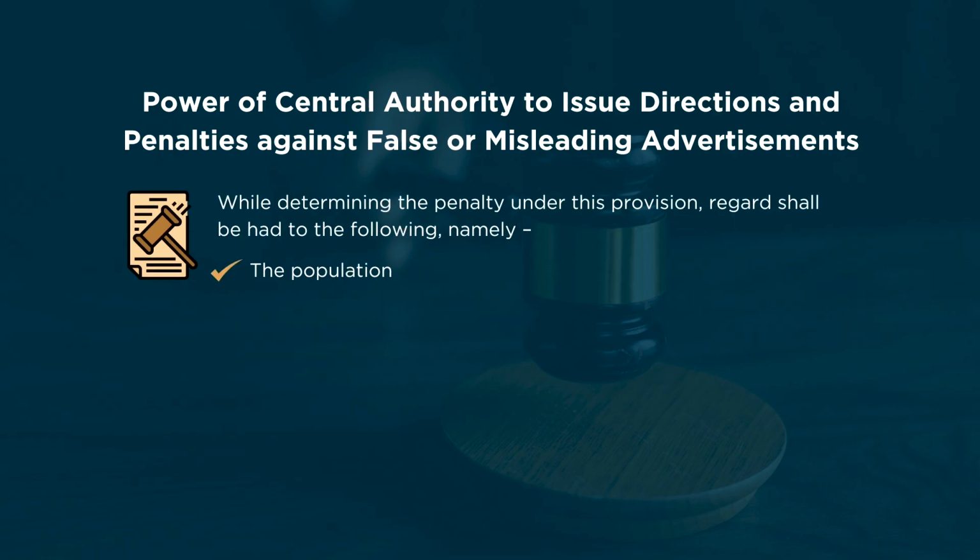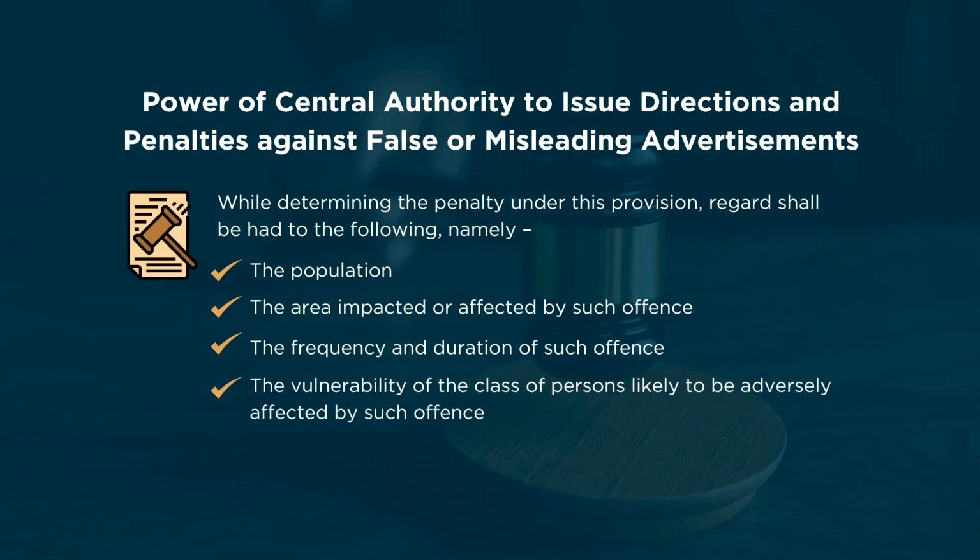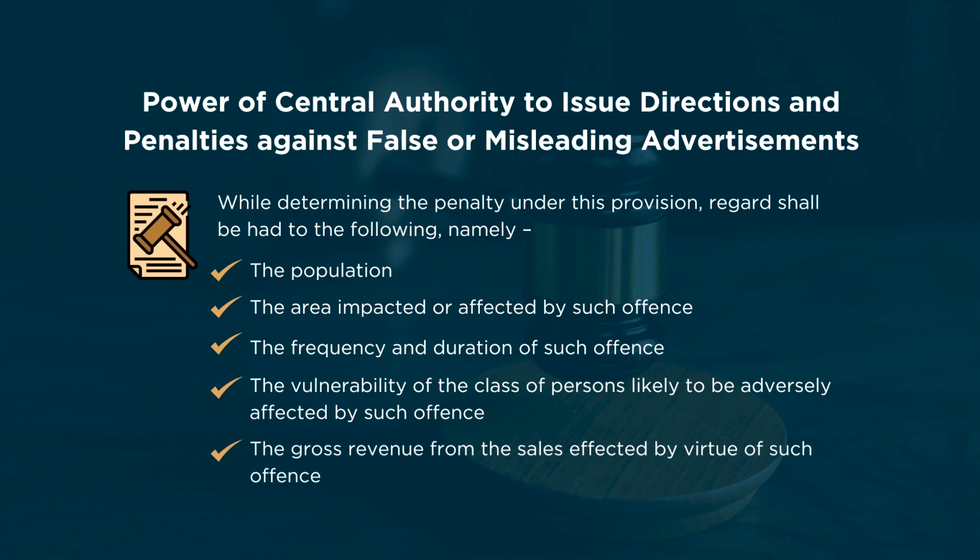Dear listeners, while determining the penalty under this provision, regard shall be had to the following, namely, the population and the area impacted or affected by such offence, the frequency and duration of such offence, the vulnerability of the class of persons likely to be adversely affected by such offence, and the gross revenue from the sales affected by virtue of such offence. Keeping in mind the principles of natural justice, the central authority shall give the person an opportunity of being heard before an order under this section is passed against him or her.